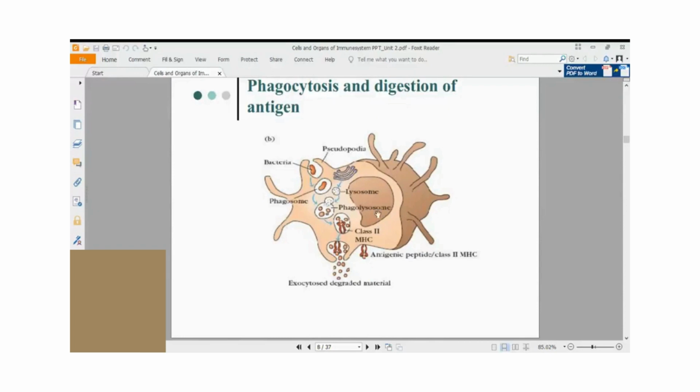Then let us presume that the macrophage encountered a bacteria like the tuberculosis bacteria, or another bacteria called Listeria monocytogenes. There are some bacteria that, when they are engulfed by the macrophage, have an inherent ability of preventing the phagosome from fusing with the lysosome.